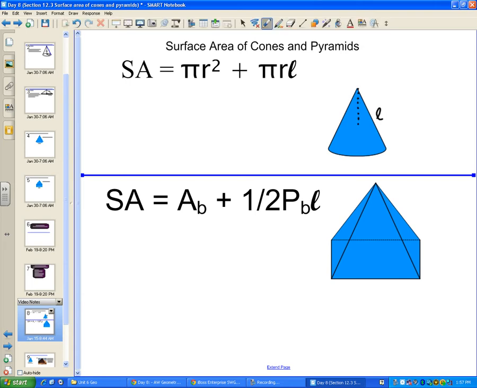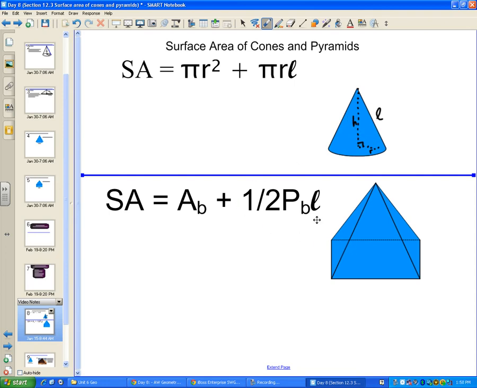And sometimes they'll ask you to find that slant height in order to do this. Oops, and if I could draw a straight line for the radius, that's supposed to be a radius. The radius and the height will meet at a 90-degree angle, so sometimes you'll have to use the Pythagorean theorem to find the slant height given the radius and the height of the cone. So just be careful of that.